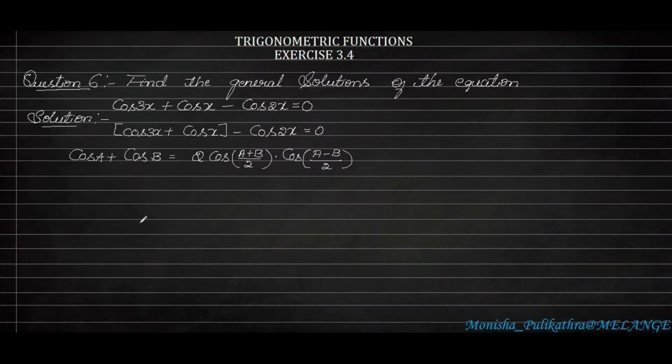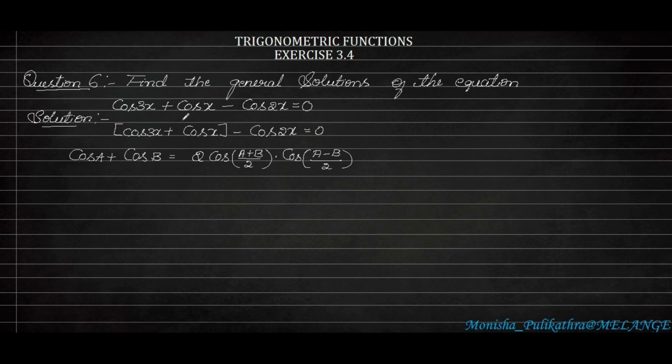So let us do the sixth problem of exercise 3.4. The question is the same as that of the previous 5 problems. In order to find the general solution, we first have to find the principal solutions of it. The question is cos 3x plus cos x minus cos 2x is equal to 0.